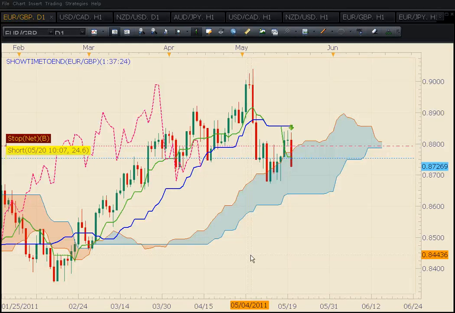Just wanted to touch on something I didn't touch on about the TK cross. Now, look, I'm in a trade right now. I'm in there for a 25 pip profit. I didn't get in on the TK cross. I got in here on a Kumo break on the 1 hour chart.